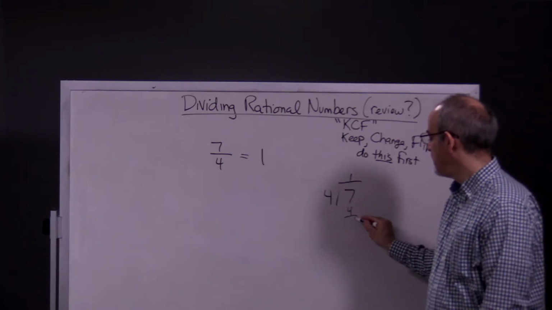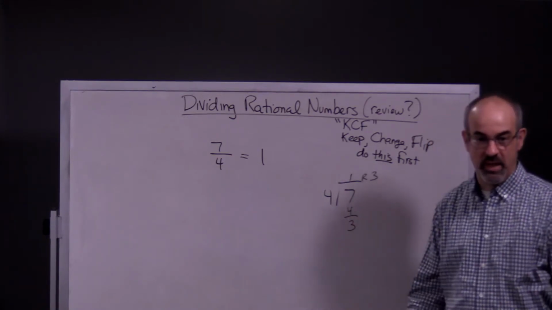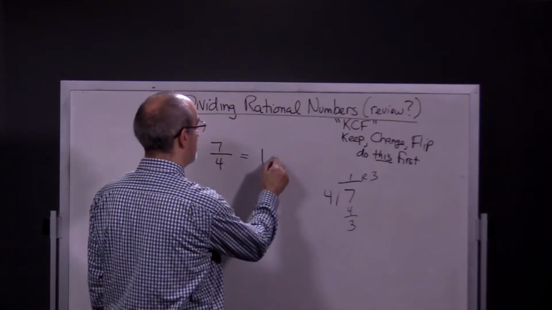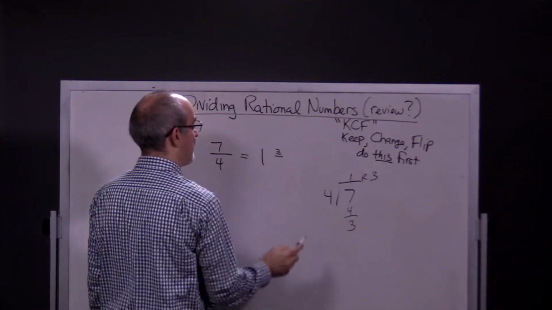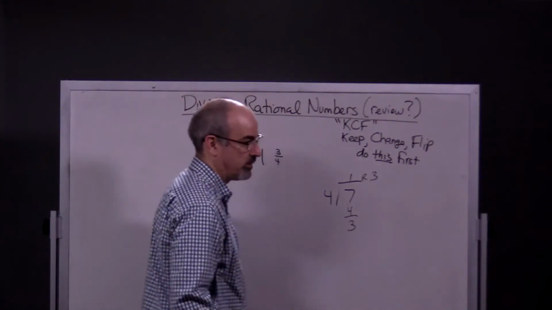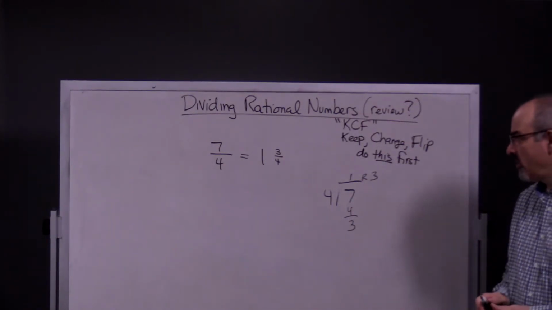And then 4 won't go into 3. So there's a remainder of 3. Well, that remainder is important. That remainder is going to be what's in the numerator, and this number here is still in the denominator. So 7 over 4 is 1 and 3/4.